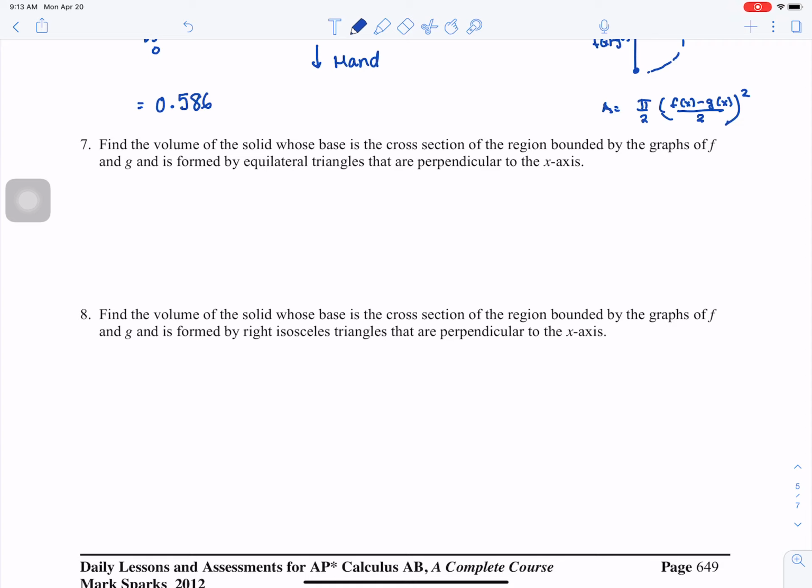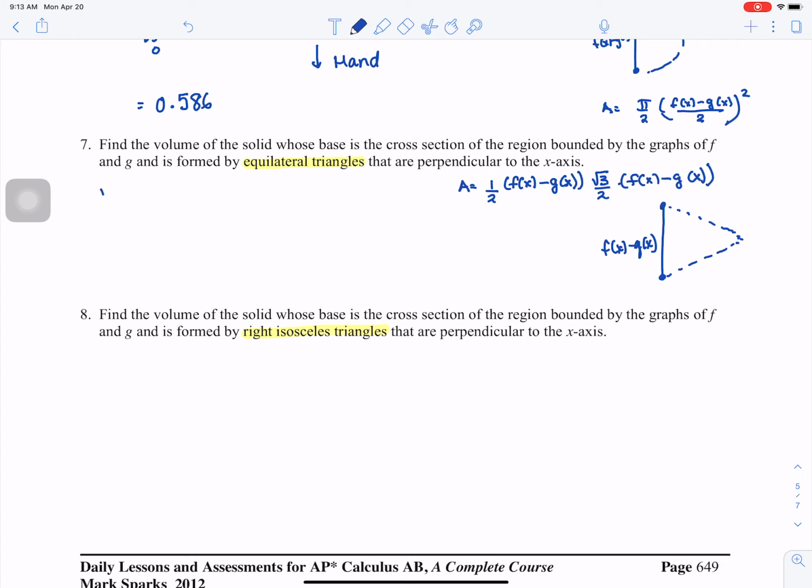Now, what happens if the volume is being formed with equilateral triangles or right isosceles triangles? Again, we just have representations. So there's my base, f of x minus g of x. We have equilateral triangles that are protruding out of the page. So if you remember, the area of one of these was 1/2 my base, which is f of x minus g of x, and then my height, if you remember, was tan 60 times the base. So root 3 times the base, which was 1/2 f of x minus g of x.